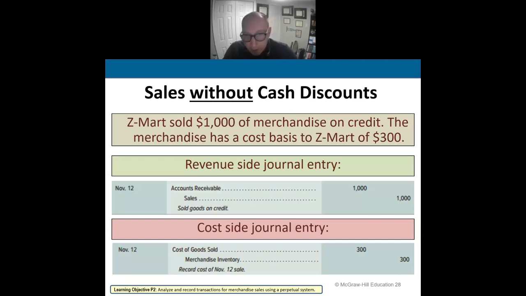So I debit accounts receivable, because remember, I sold on credit. Customer's going to pay me 30 days later. And I credit sales. I still recognize sales because I sold my customer stuff. My customer received that stuff, but has not yet paid me. So debit accounts receivable, credit sales. Remember, sales is an equity account.